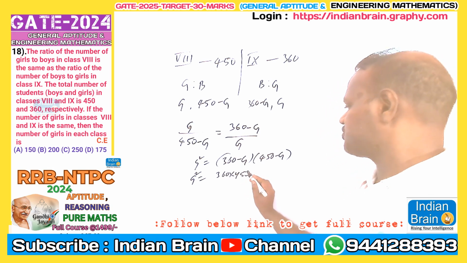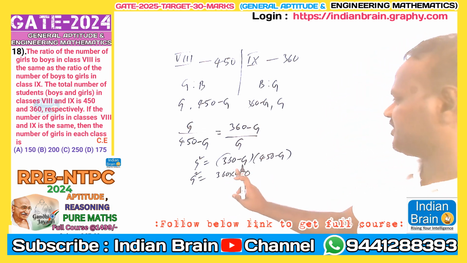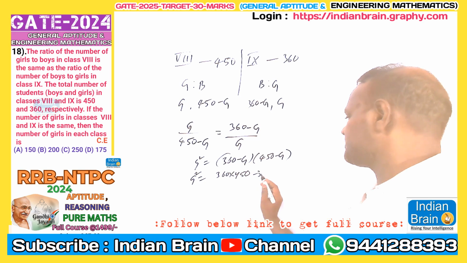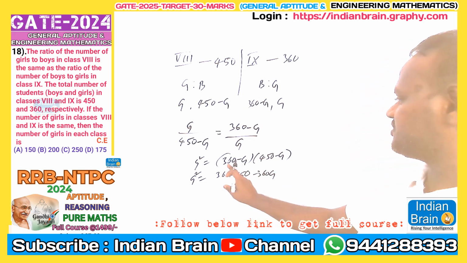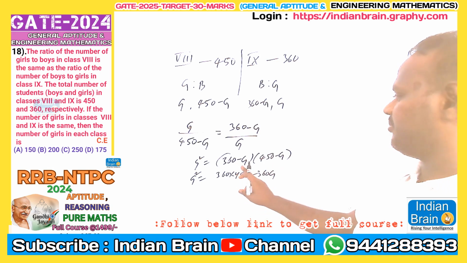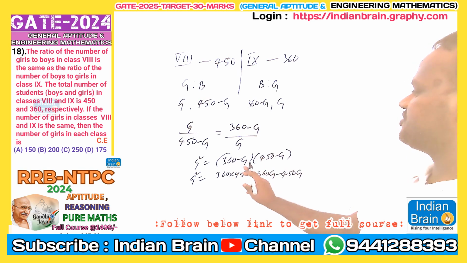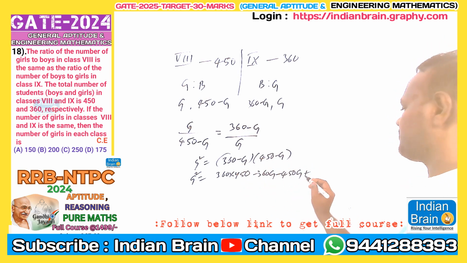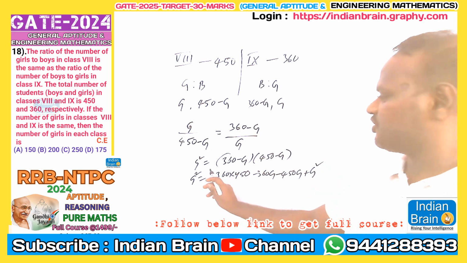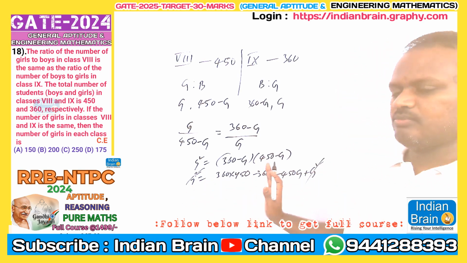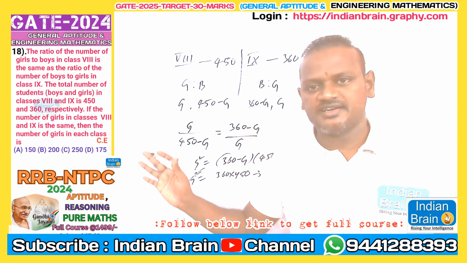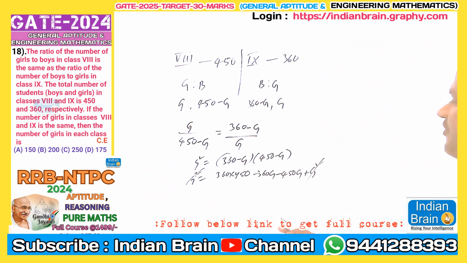Of course, you will have a calculator, so don't worry. After that, 360 into g will be minus 360 g. Okay, after that g into 450 is minus 450 g. Then g into g will be minus into minus plus g square. Logically, there is no value for g square, so g square and g square will be cancelled. That's it.